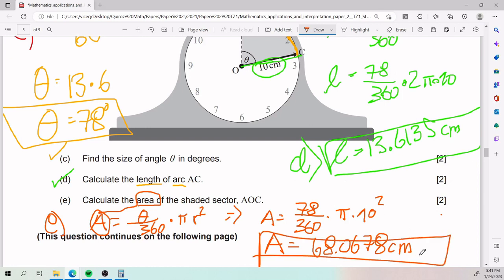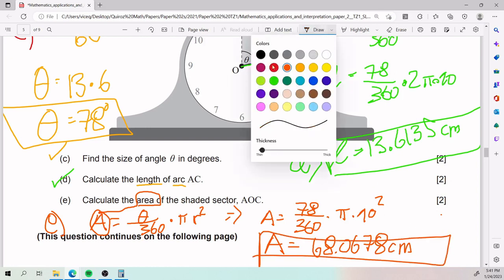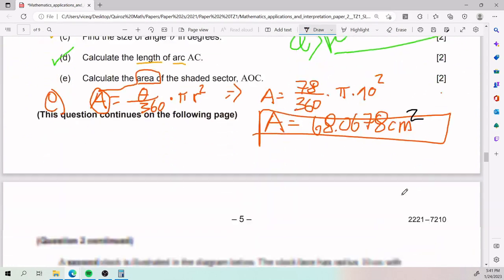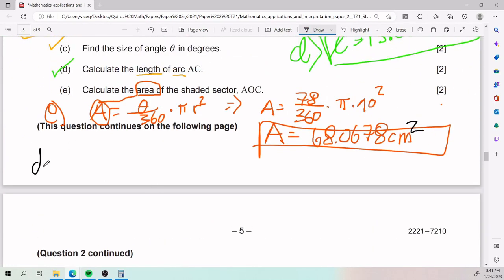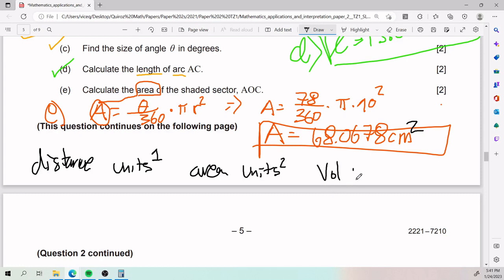Small detail, it's not centimeters just like this, it is centimeters squared. Quick tip, if you're talking about distance, it's going to be to the power of 1, right? Which you usually don't even write. If it's area, it's going to be to the power of 2. If it is volume, it is going to be to the power of 3. So yeah, rule of thumb.